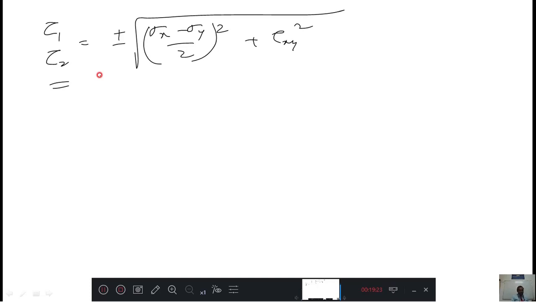Now this is all about the orientation: theta s1 you got, which means theta s2 will be equal to theta s1 plus 90.